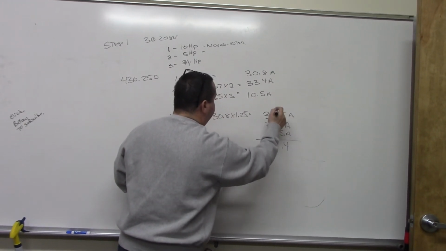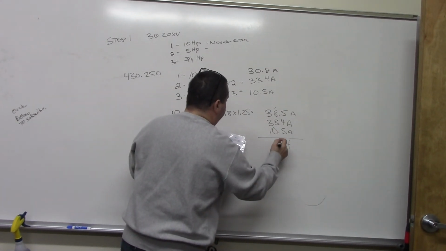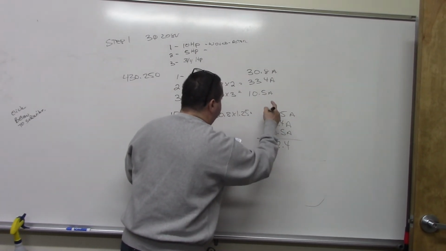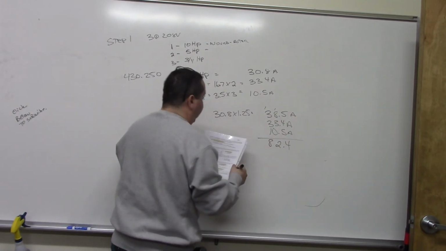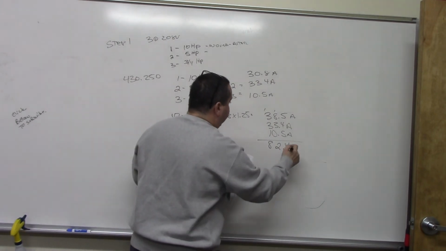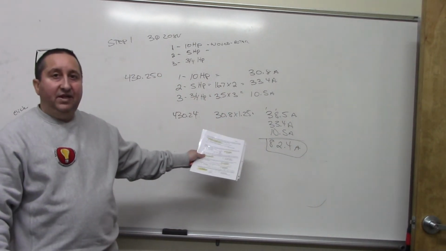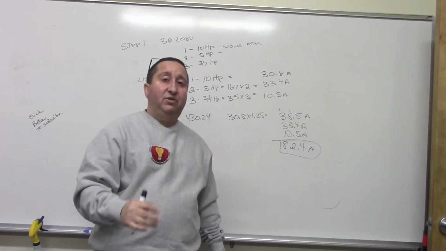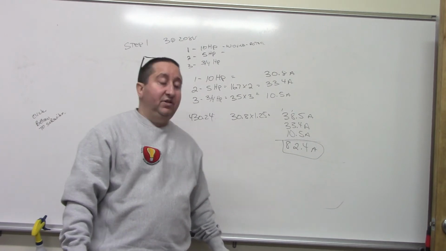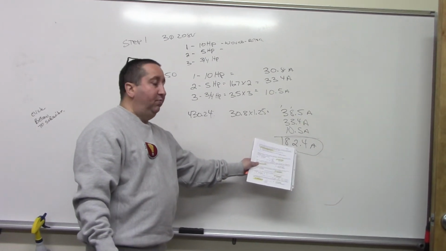That's 4, we carry the 1, that's 9, that's 2, and we carry the 1 here, so that's 82.4 amps. And that's going to be your answer, and then you could go to table 310.15(B)(16) and find out what size conductor you would need. But this is what I want to know. I just want to know what my calculated load is, and it's 82.4.